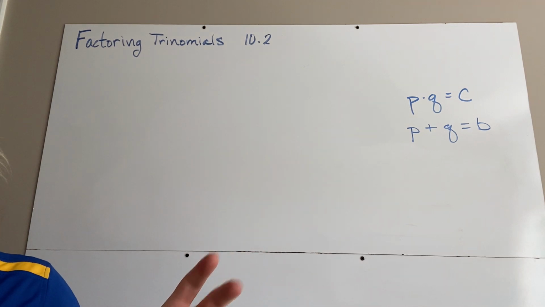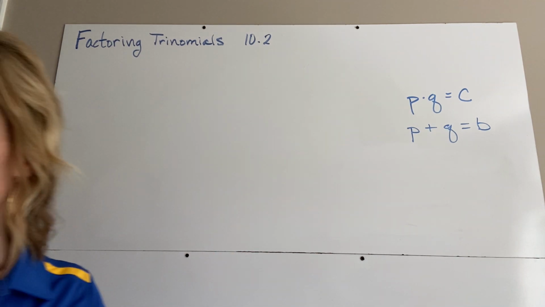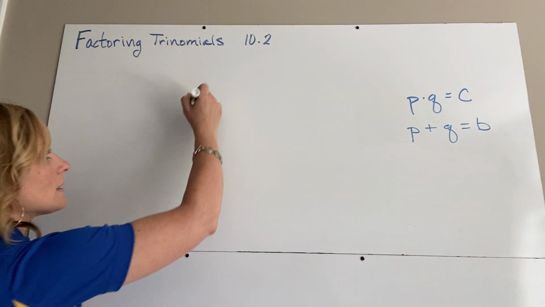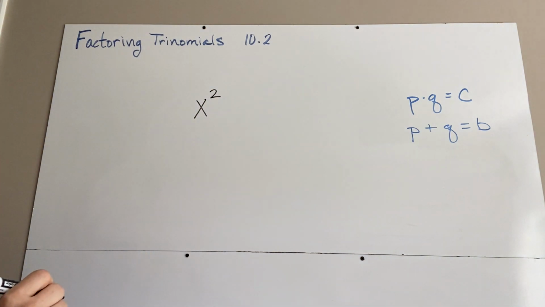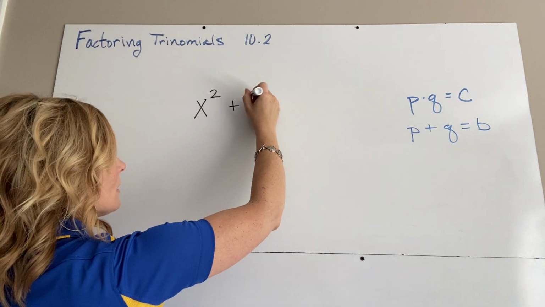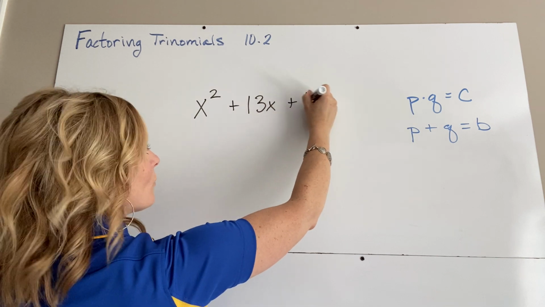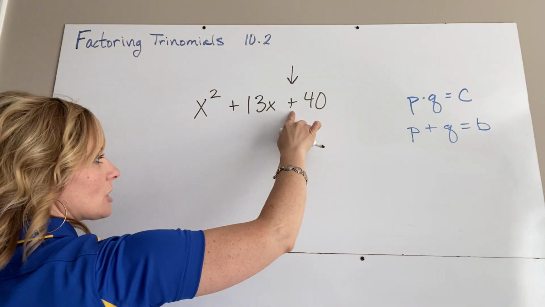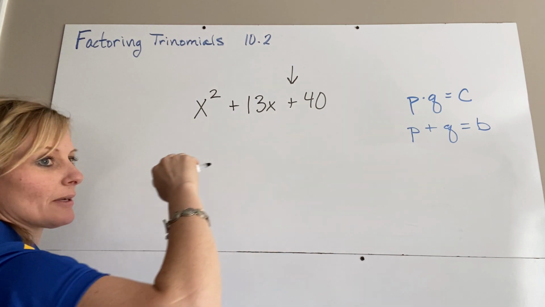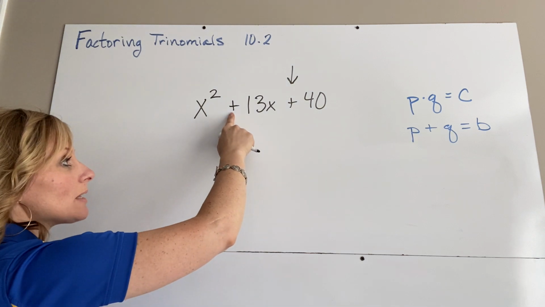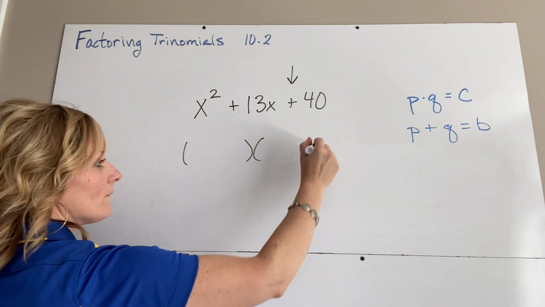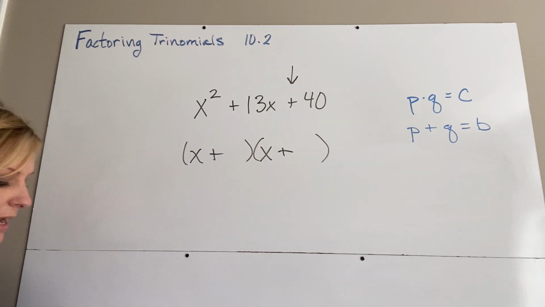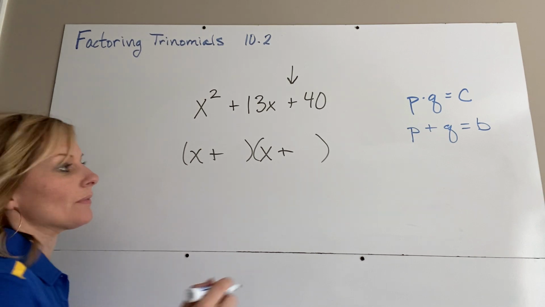So the next one, I'm going to do 2 more. Let's do number 6, okay? Number 6, this is x squared plus 13x plus 40, okay? What do we notice here? It's a plus, it's addition, it's positive, so that means the signs are going to be the same. This one tells me that they're both going to be, what are they both going to be? Positive, okay? So that's our setup.